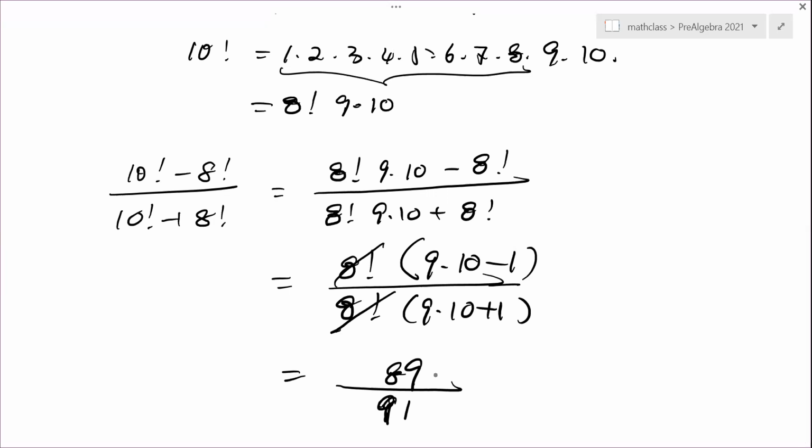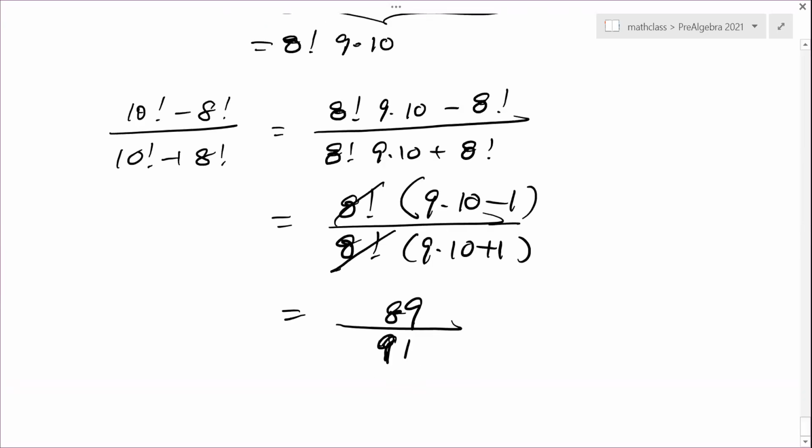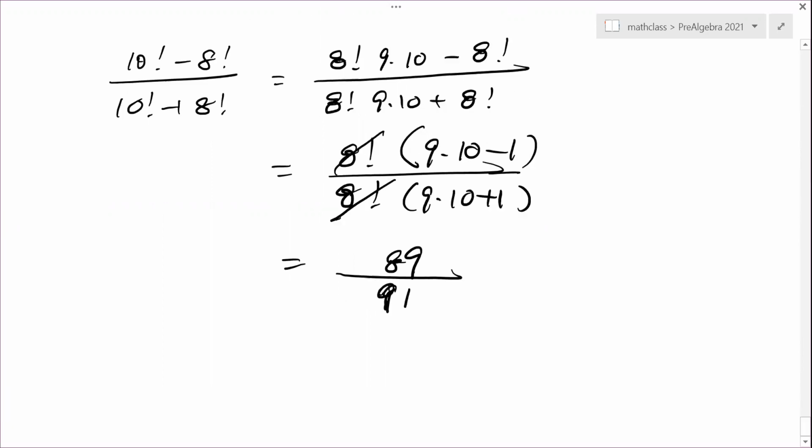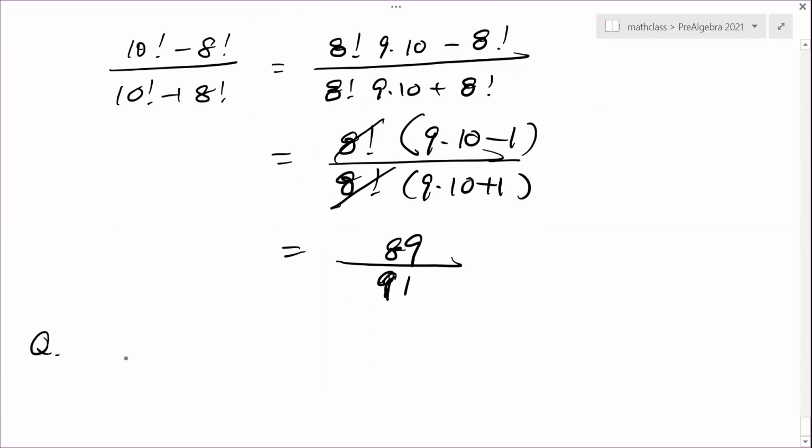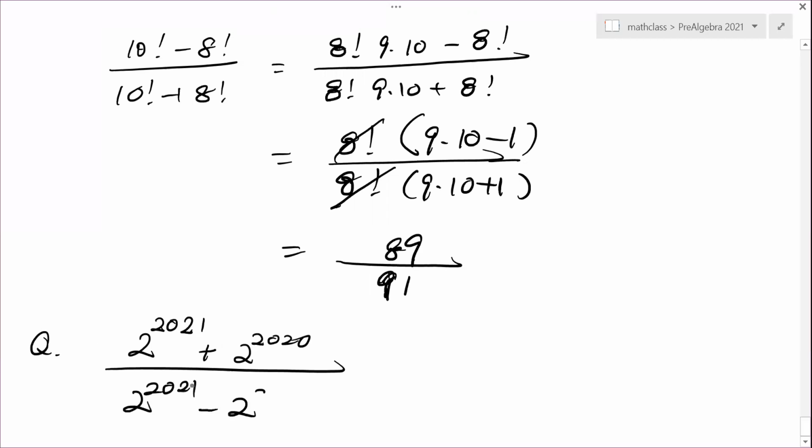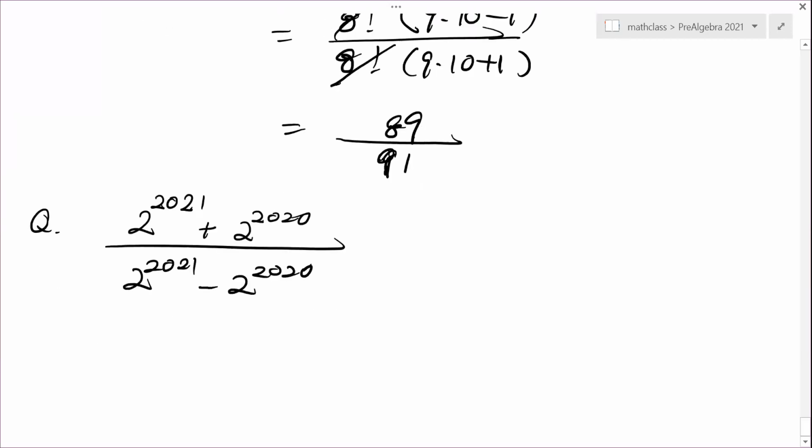Okay, so fractions show up everywhere, but we have to find the idea to simplify. Okay, so let me ask you to do the next problem. I hope you finish it. We have 2 to the 2021 minus 2 to the 2020, over 2 to the 2020. Okay, please simplify this expression.